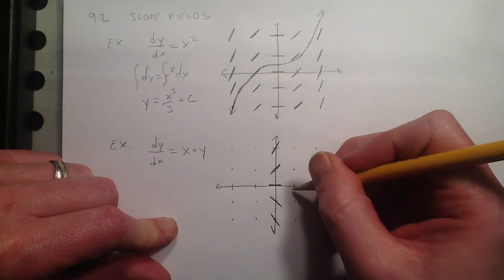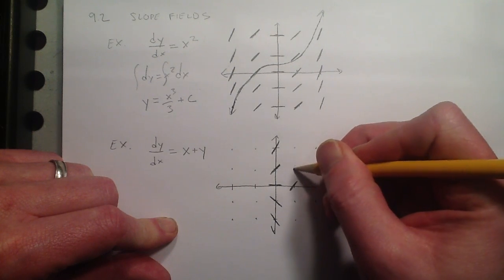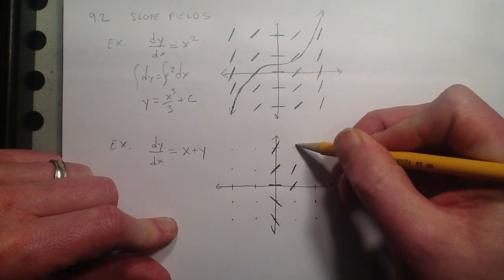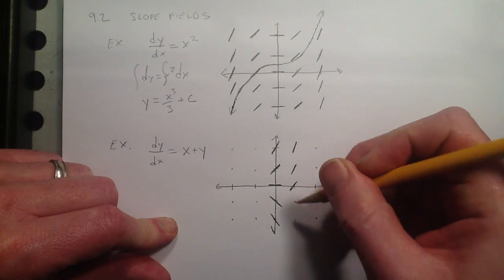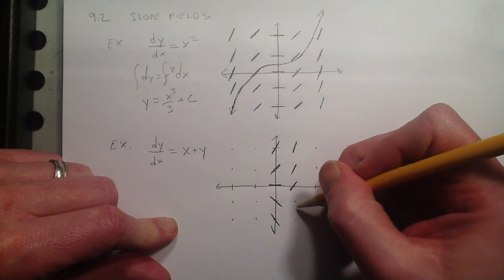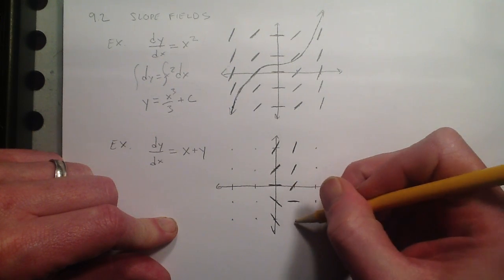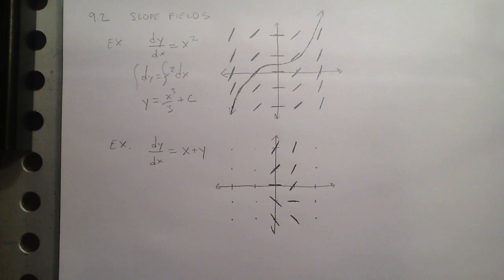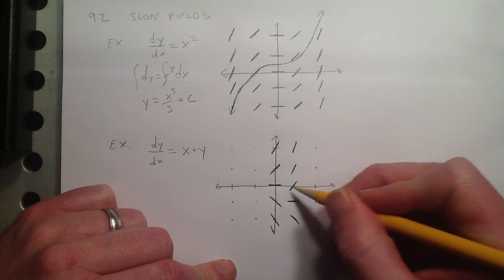This is the point 1, 0. That'll have a slope of 1. 1, 1. That'll have a slope of 2. I'll try to make it look the same as that 2 there. And this is 1, 2, a little bit steeper. And then here, 0, negative 1. Oh, sorry, this is 1, negative 1. 1 plus negative 1 is 0. And then this is 1, negative 2. When I add those together, that's right there.